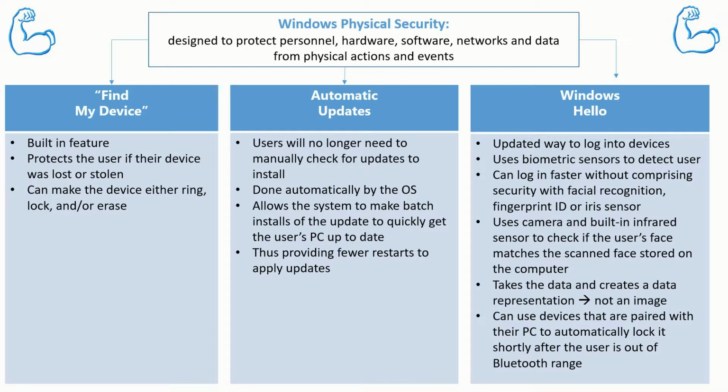Windows Hello takes the data from the face or iris sensor or fingerprint reader and creates a data representation, non-image, similar to a graph, and encrypts it before storing it on the user's device. If the user ever forgets to lock their PC or tablet when they step away, Windows Hello can use the devices that are paired with your PC to automatically lock it shortly after you're out of Bluetooth range.